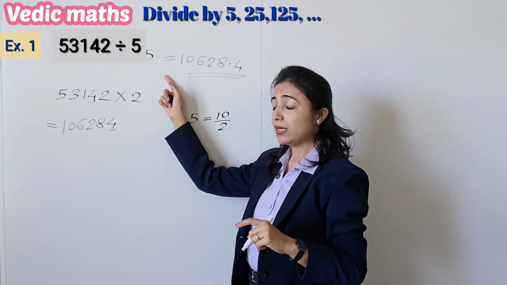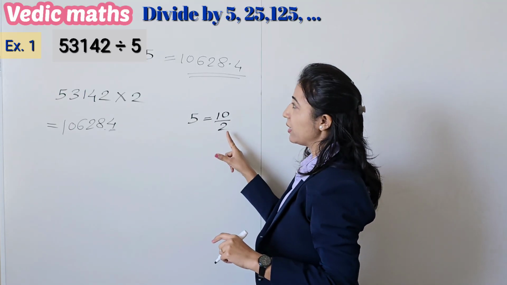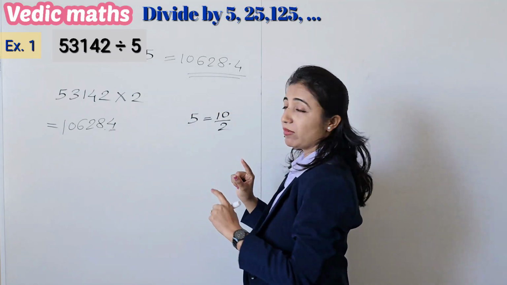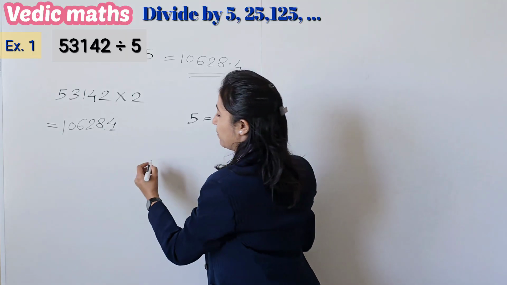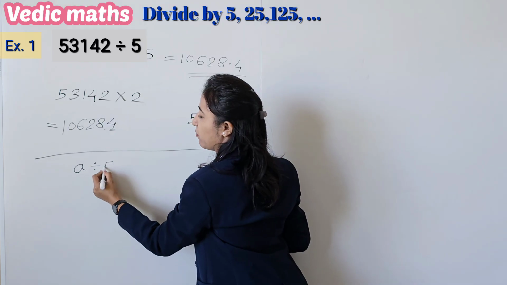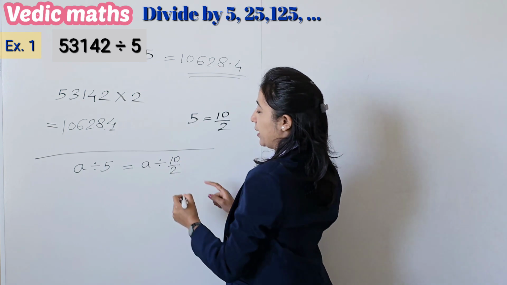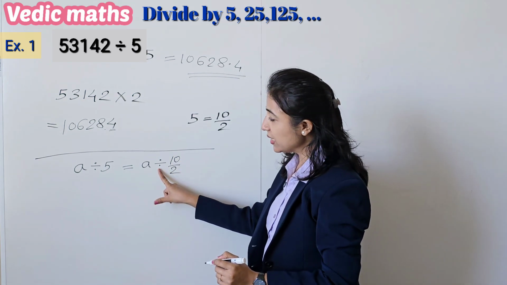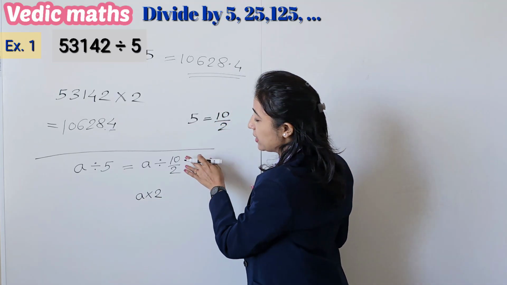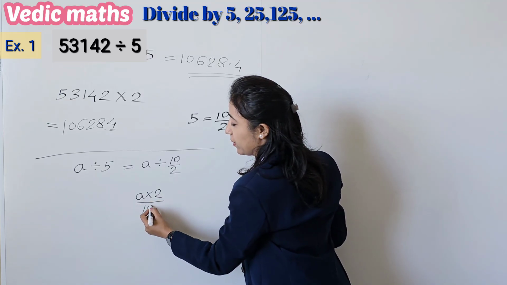Now how do we get this method? Here 5 we can write as 10 divided by 2. And the division symbol, if we convert it into multiplication, then we have to take the reciprocal of this fraction. So I will just explain the method. Any number we have given and we are dividing that number by 5, that means we are dividing by 10 by 2. 10 by 2 is nothing but 5. And when this division symbol is converted into multiplication, we have to take the reciprocal of this fraction. So that's why it is multiplied by 2 divided by 10.